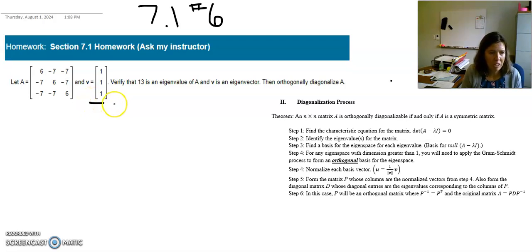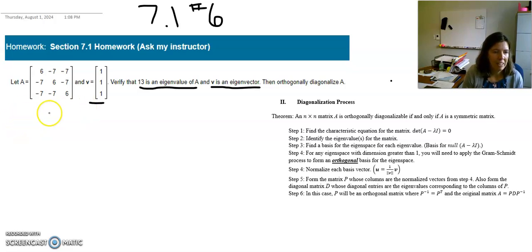So they're giving us this vector v, 1, 1, 1. And we're also told that 13 is an eigenvalue, and we have to verify that v is an eigenvector. We can go with either one of those first. I'll go with the eigenvector because that's kind of the easier one to deal with.